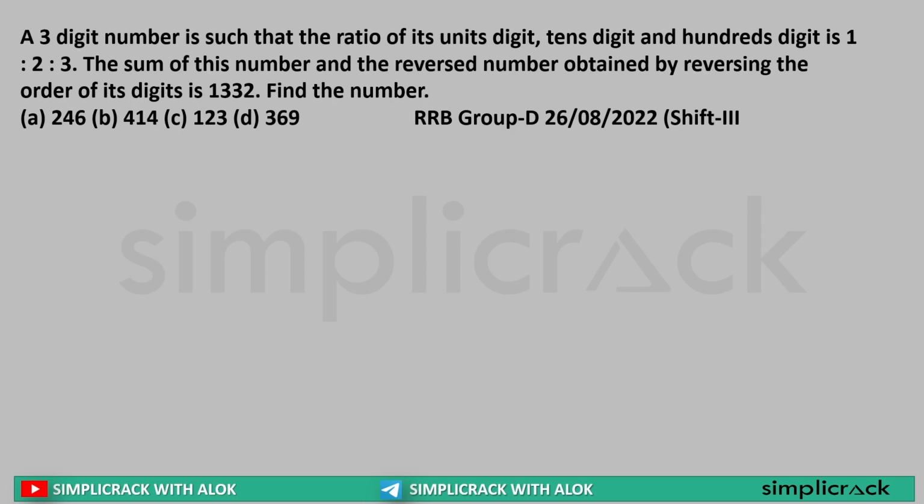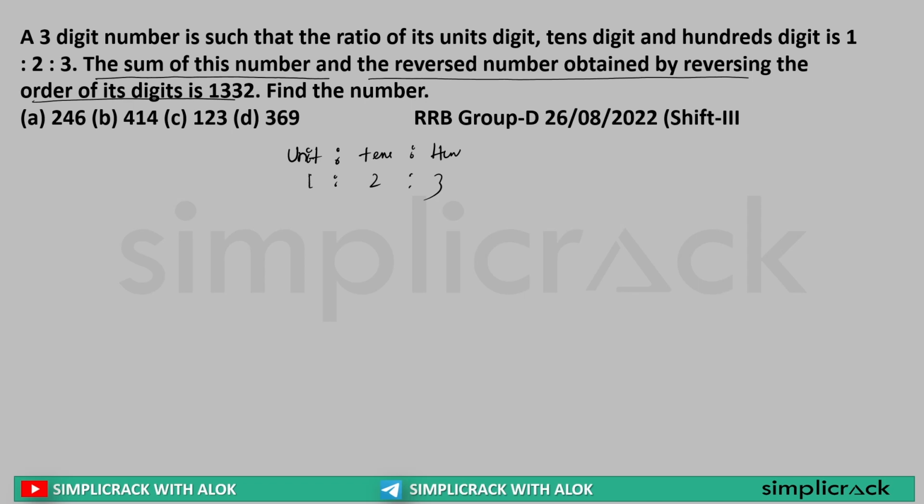Okay. Next. A 3-digit number is such that the ratio of its unit digit, tens digit and hundreds digit is 1 is to 2 is to 3. See, this is a very good question. These are the ratio of their digits. The sum of this number and the reverse number, obtained by reversing the order of its digits, is 1332. Find the number. Now understand this.